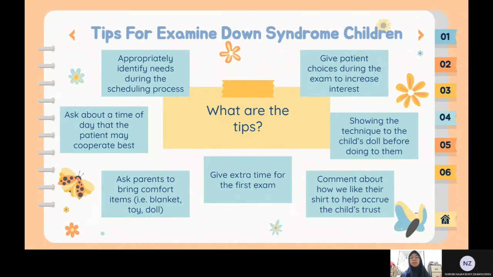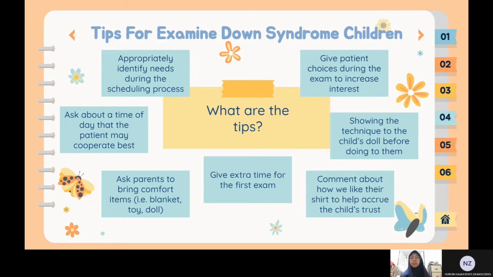Next is about the tips for examining Down syndrome children. The first one is to appropriately identify needs during the scheduling process. Ask the parents a simple question, for example, does your child have any special needs that we should be aware of? The second one, ask about a time of day that the patient may cooperate best. The third one is to ask parents to bring comfort items, for example, a blanket, toy, or even a doll.